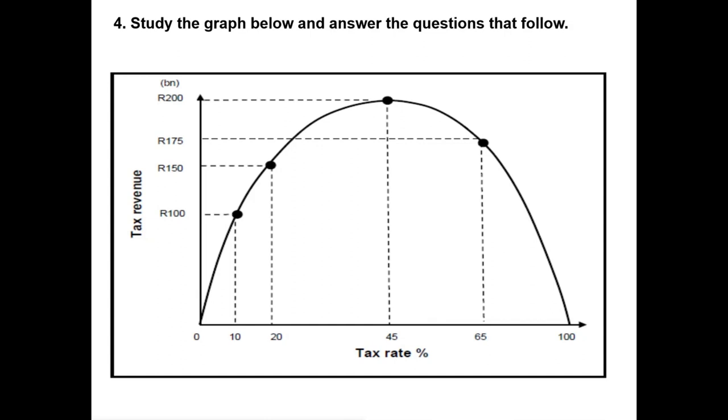Then question 4.4. What effect will a decrease in the tax rate have? So if the tax rate was 65%, if it decreased to 45%, what would be the effect on the revenue for the government? Someone is answering 4.5 already. Let's first deal with question 4.4.